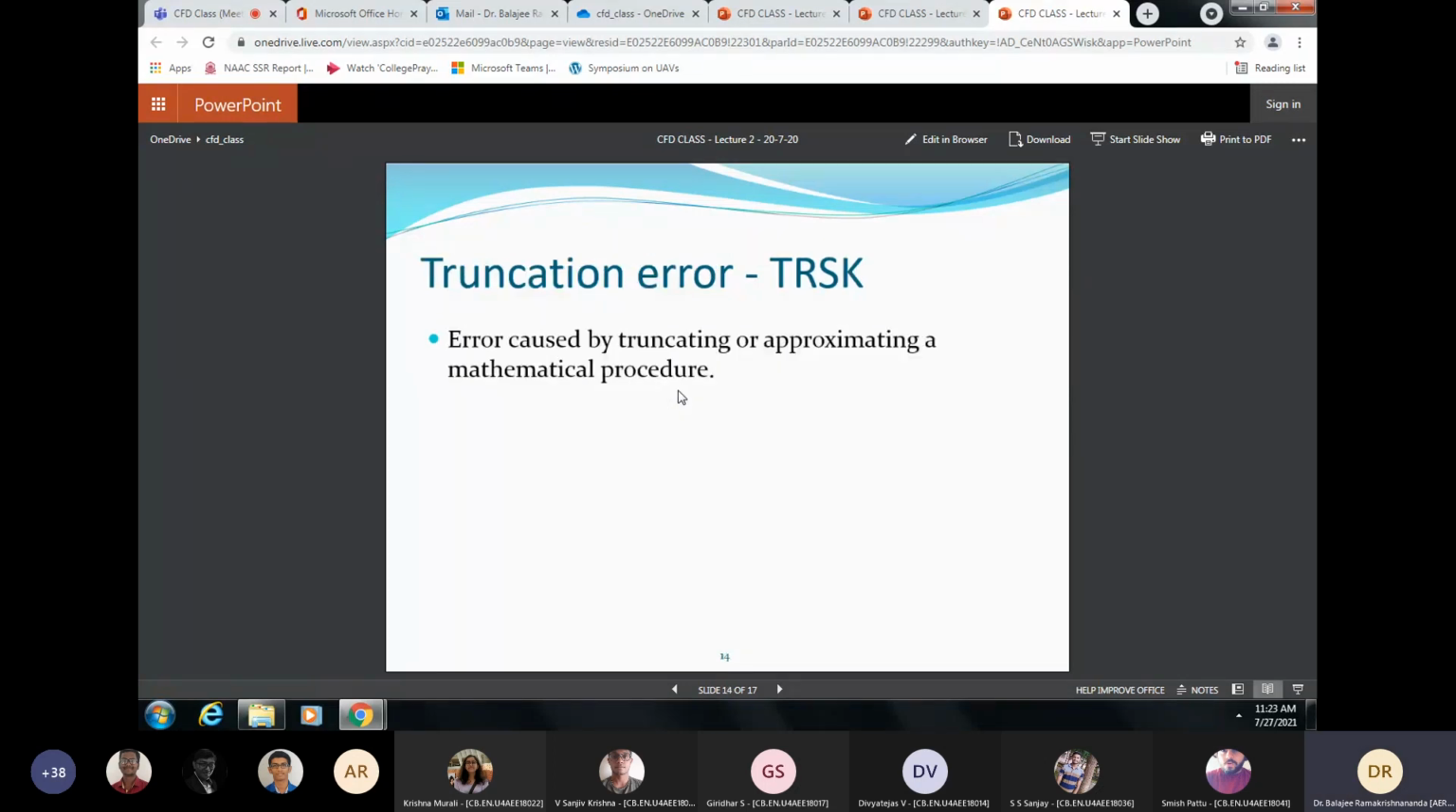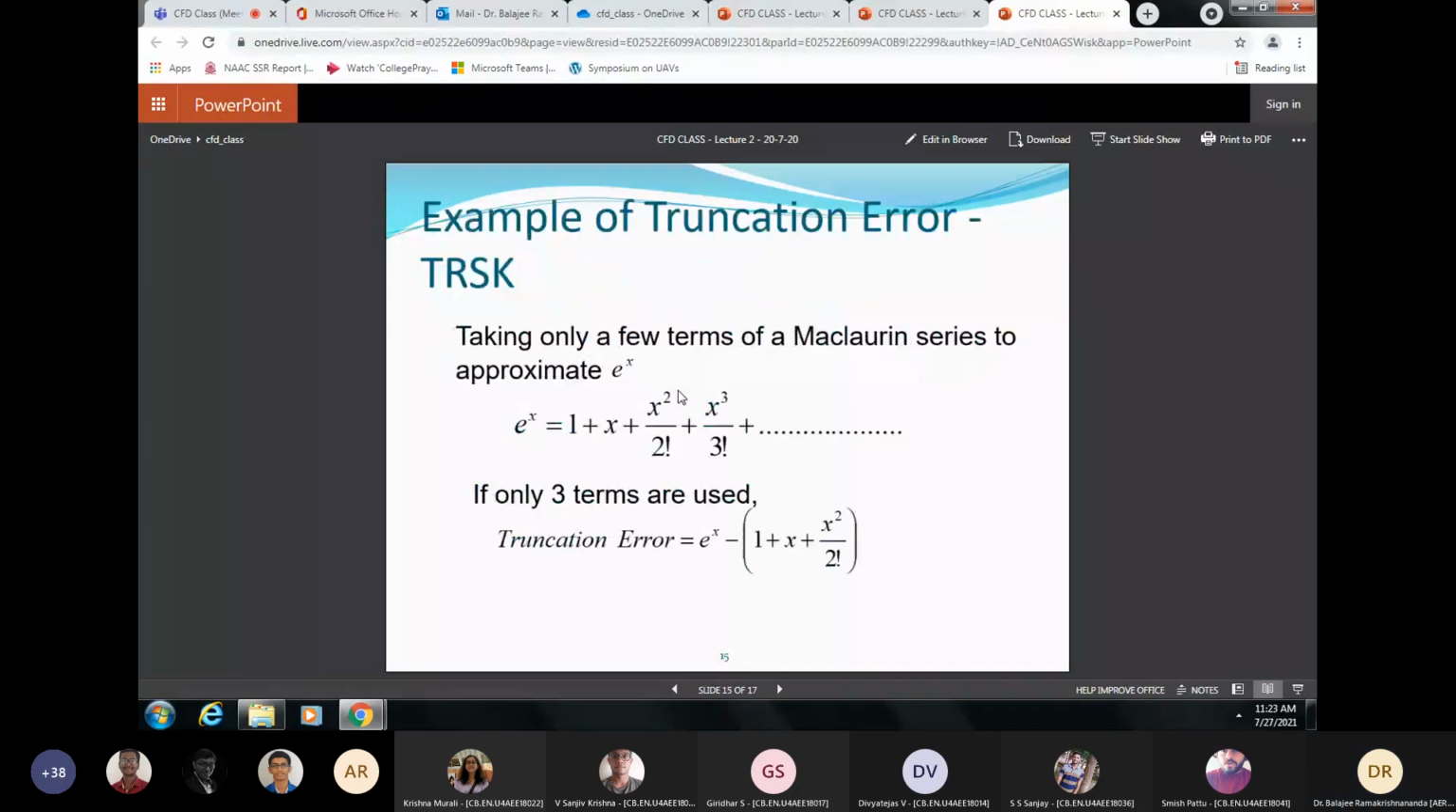So truncation error is caused by truncating or approximating a mathematical procedure. For example, Taylor series is a good example. Some examples are given here. Maclaurin series. Hope you haven't forgotten Maclaurin series. What is given here is Maclaurin's expansion for e power x.